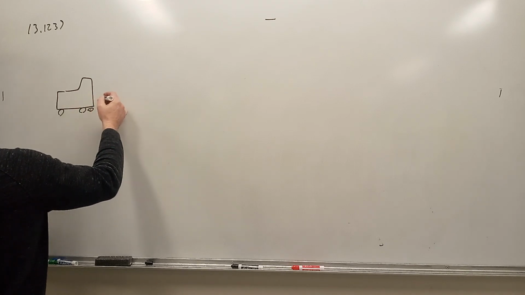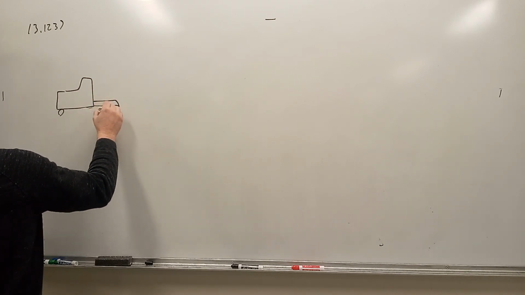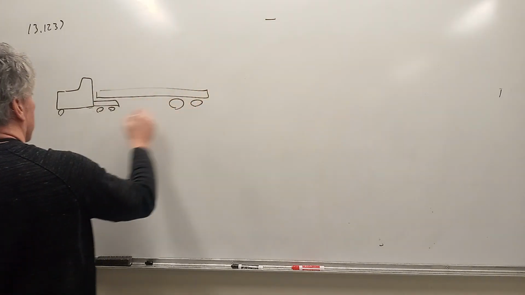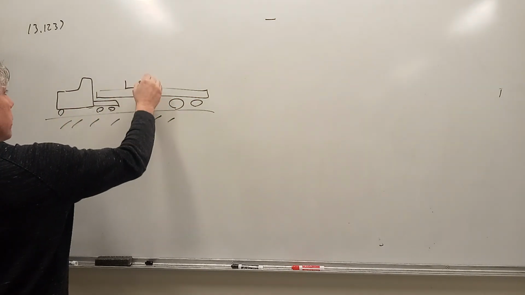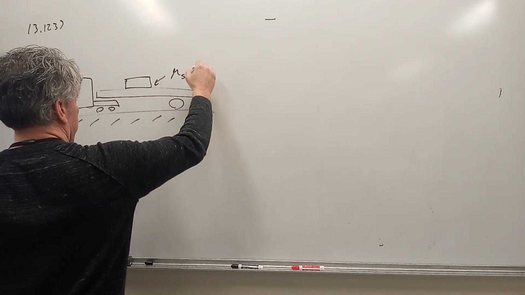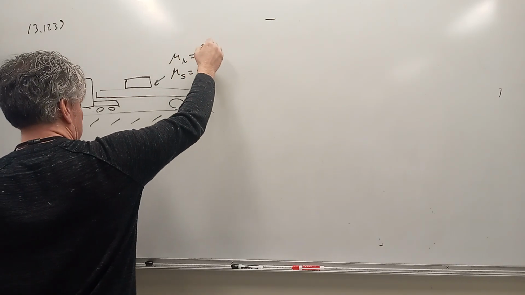There's a poor rendition of the rig. Something like that. And the trailer. And there's a load on the trailer. Static coefficient of friction, 40%. Kinetic coefficient of friction, 35%.